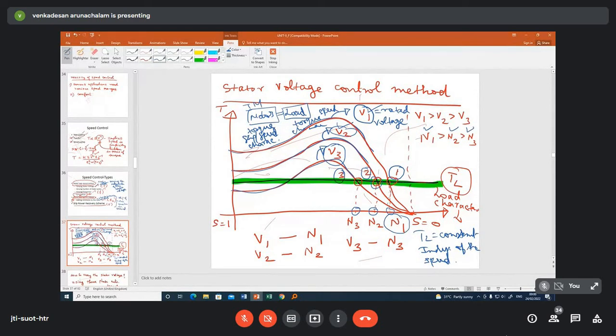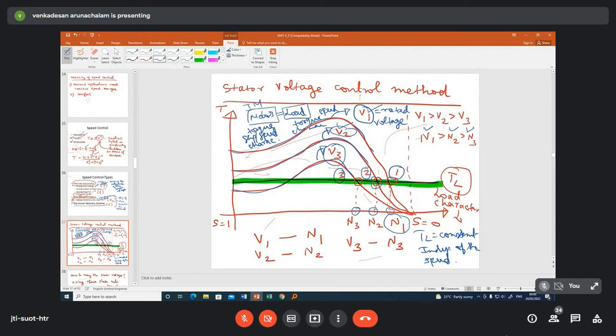So what we can understand from this analysis is that when we vary the voltage of the induction motor, the speed of the induction motor changes. That we can understand from the operating point. When it is operated with the voltage V1, the machine will run with the speed N1. When it is operating with the voltage V2, the machine will run with the speed N2. Whenever the machine is operating with the voltage V3, it will run with the speed N3.